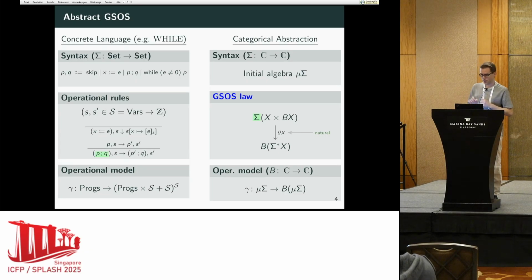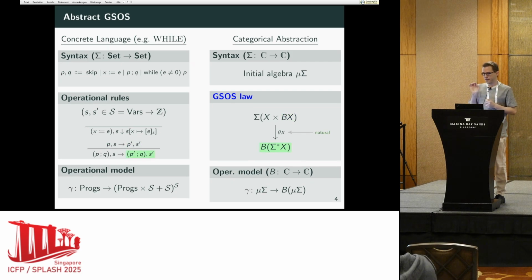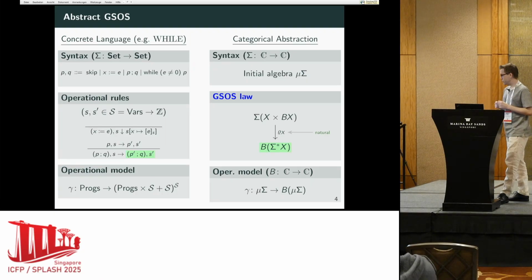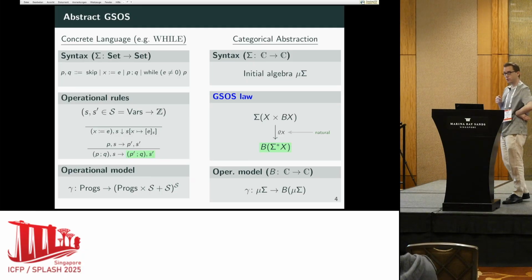And the idea is that this is a function that encodes the rules into a family of maps. So what this map says is, you give me some operation from my language, like sequential composition. You tell me for each of the operands what its one-step behavior is. So in this case, for example, I tell you from P and S I can go to P prime and S prime. And then I tell you where to transition into next. So the sigma star here is the free monad, so you can transition into arbitrary terms. So a GSOS law is just an encoding of a set of rules into a family of natural functions.